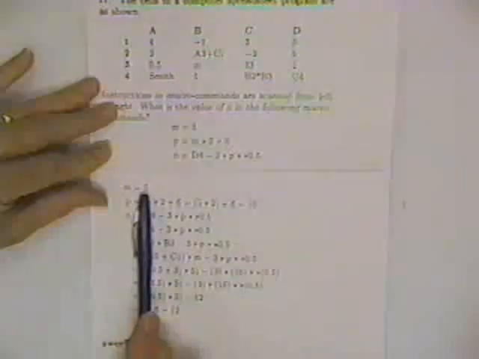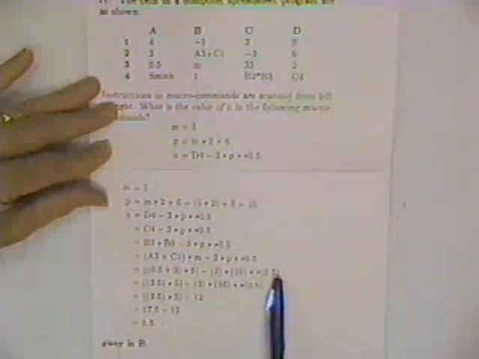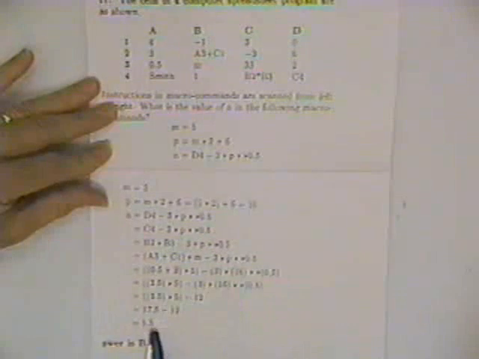The value of m, you had assigned a value of 5. So you substitute 5 for m. Now you have an equation with all values that you can calculate, and you carry out those calculations and end up with a value of 5.5, which was one of the choices. So your answer then is going to be B, 5.5.